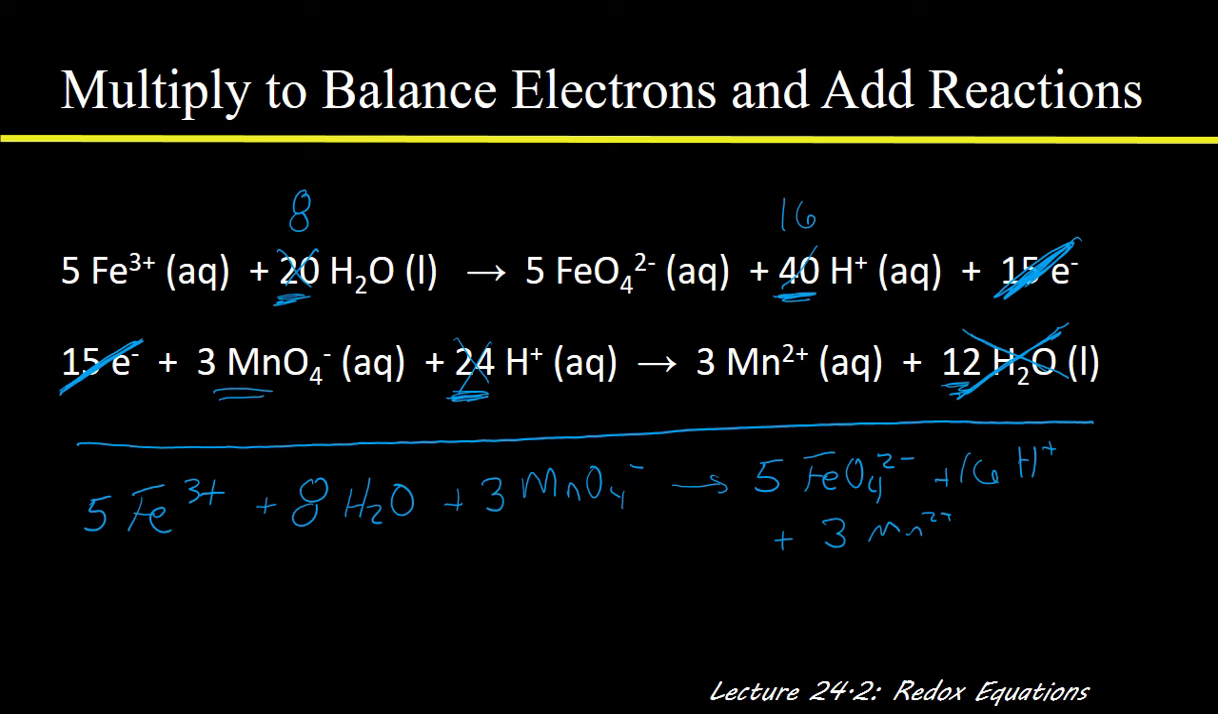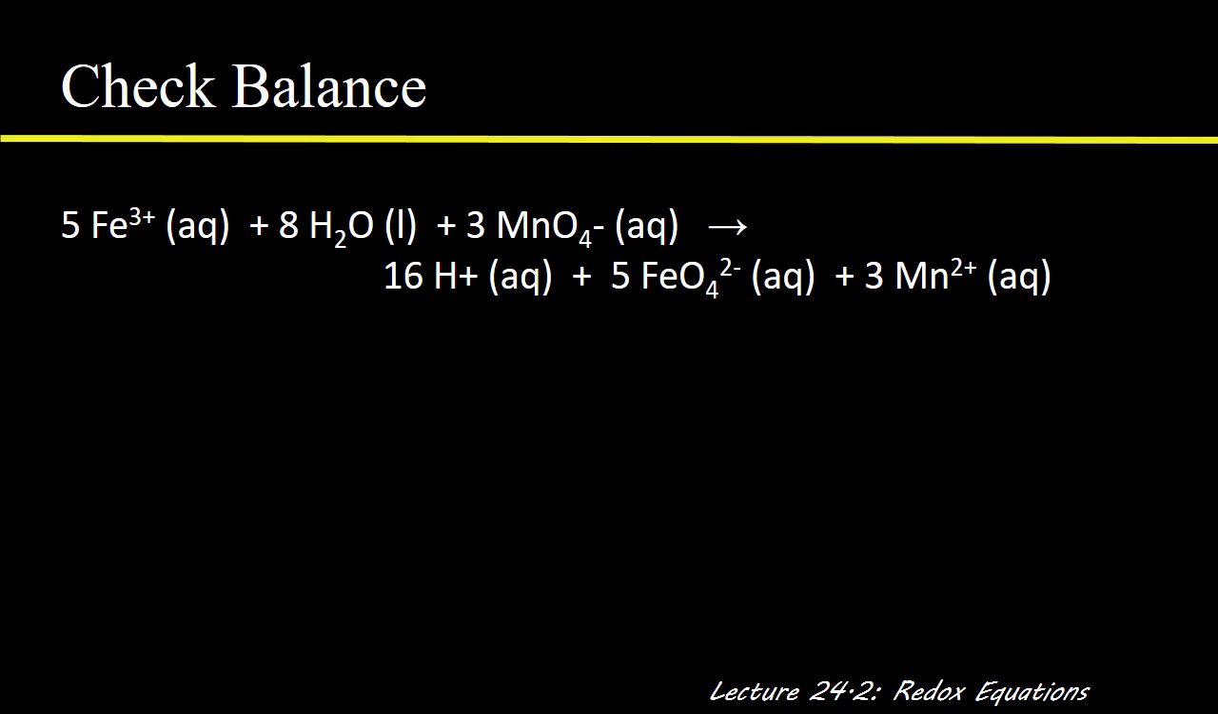That's essentially, if we're balancing it under acidic conditions, we would essentially be done at that point. Although, of course, we want to include states in that. Let's go to the next page so we can have a little bit more space and we'll check that. All right. So this is what we got when we combined everything. 5 iron 3s, 8 waters, 3 permanganate, 16 hydrogens, 5 ferrates, and 3 manganese 2 plus.